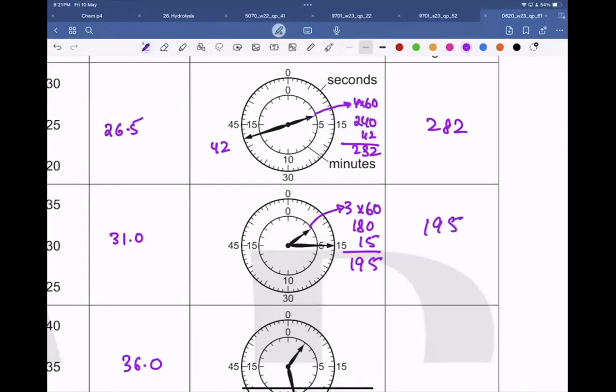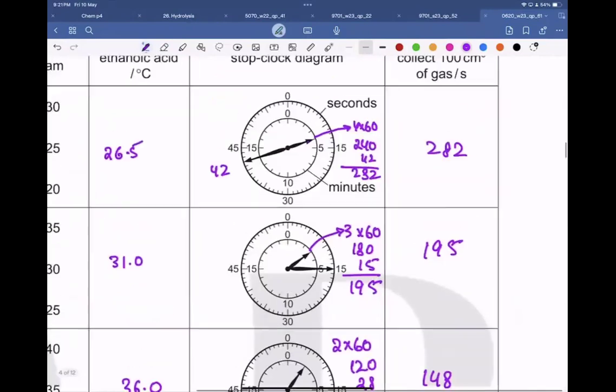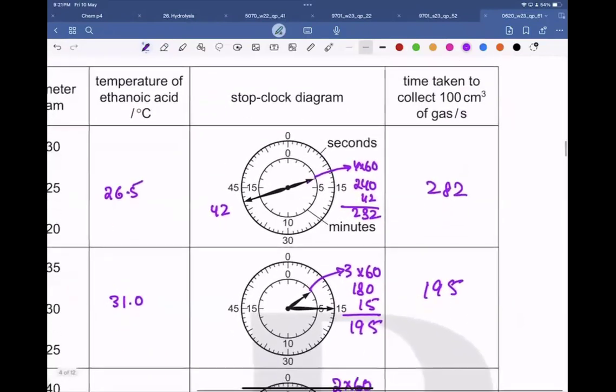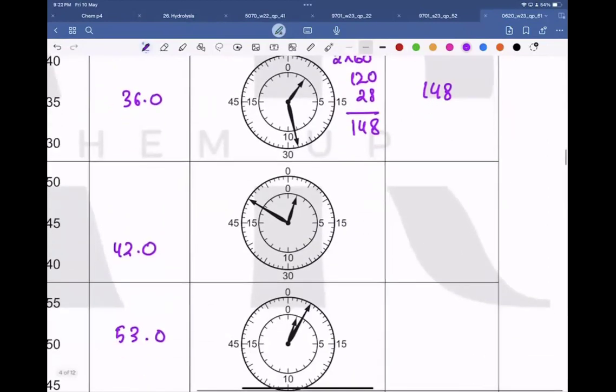Yes, very good, Ahmed. Now, if you see 2 minutes, so 2 times 60, 120, and it's 28. So it is going to be 148 seconds. So see, as the temperature is raising, the time to collect the 100 centimeter cube gas is decreasing. So it means it is collecting in a lesser time, which means the rate of the reaction is increasing.